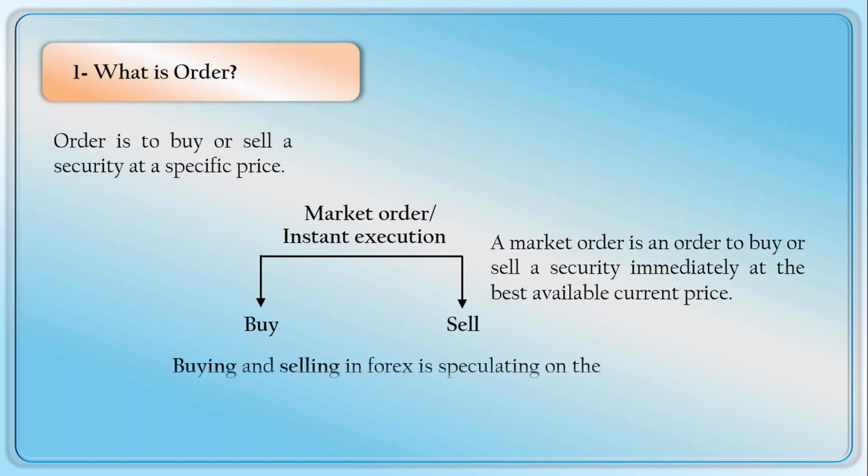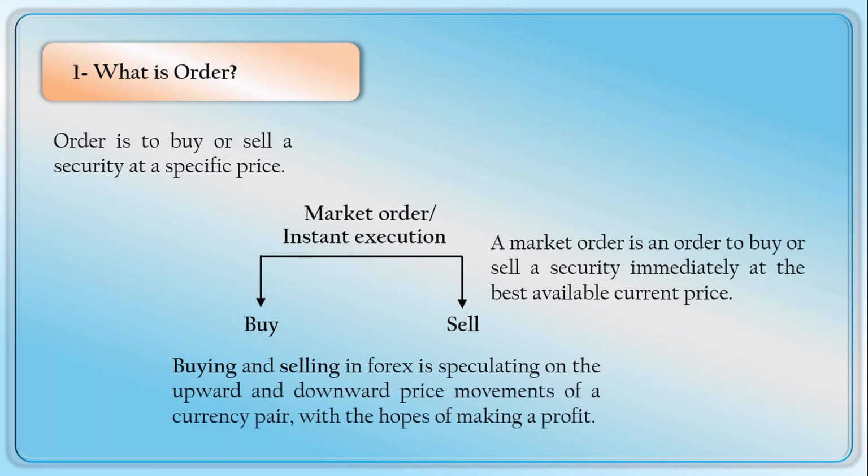Buying and selling in Forex is speculating on the upward and downward price movement of a currency pair with the hopes of making a profit. All Forex trading involves buying one currency and selling another, which is why it is quoted in pairs. You would buy the pair if you expected the base currency to strengthen against the quote currency, and you would sell if you expected it to do the opposite. If you don't know about the quote and base currency pairs, no worries, we already taught that in the previous lesson.